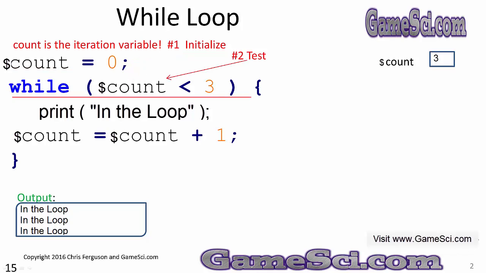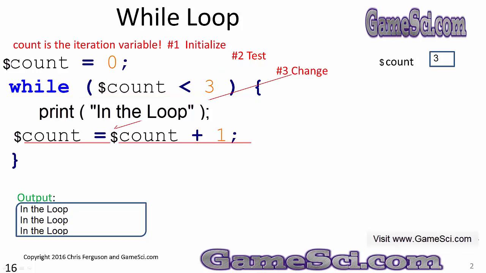The second thing you have to do is test the iteration variable. I'm testing count, and as long as this condition is true, I will spin in the loop, and when it goes to false, I will exit the loop. The third thing you must do when programming a loop is you must be careful to change the iteration variable. Something about count has to change in the loop in order for this condition to go from true to false.